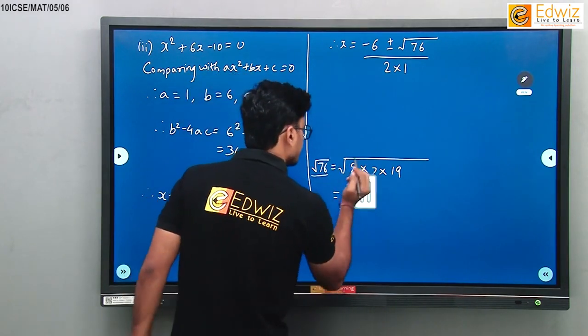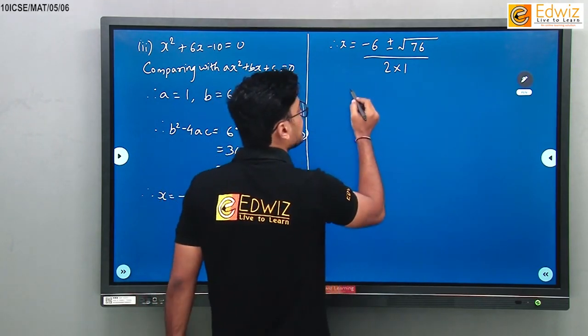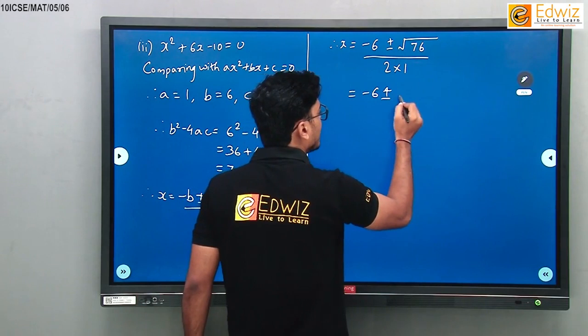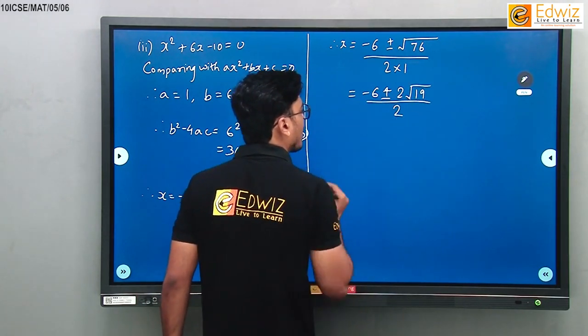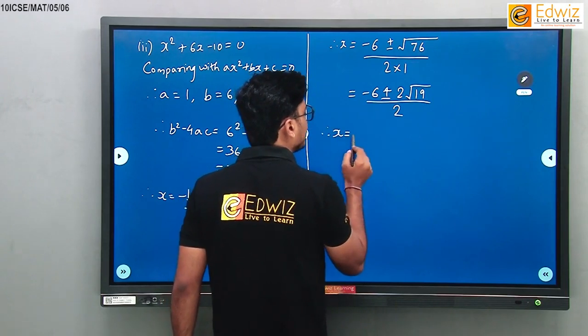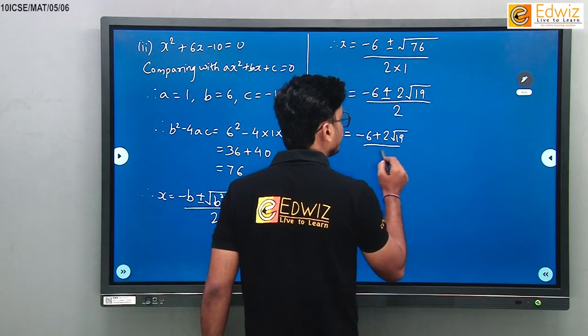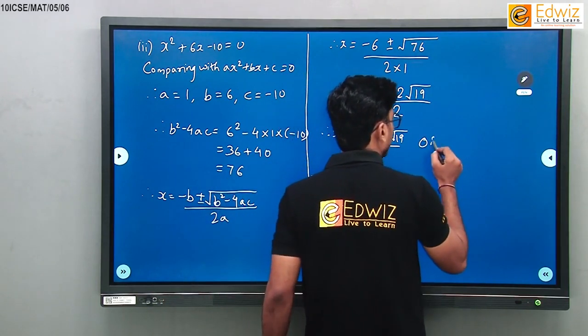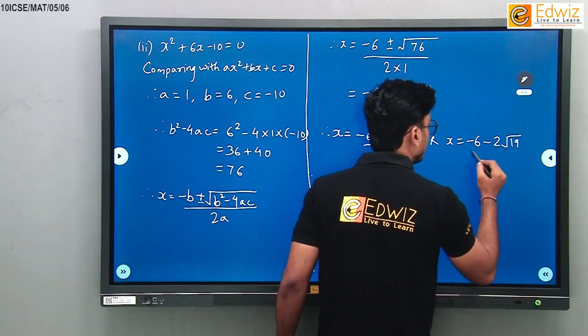We can do that here. Let us do it. So this is equal to minus 6 plus or minus 2 root 19 divided by 2. So the value of x will be minus 6 plus 2 root 19 upon 2, or minus 6 minus 2 root 19 upon 2.